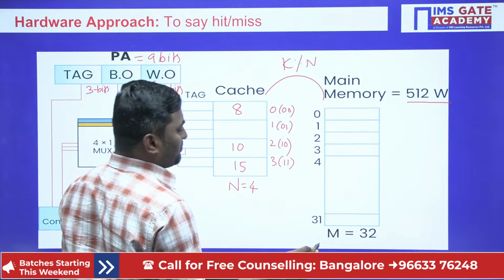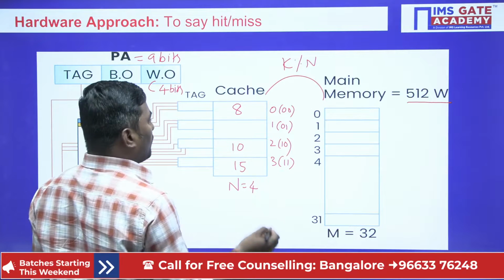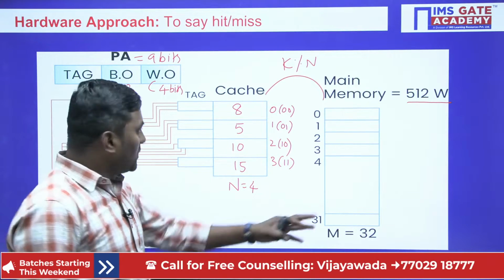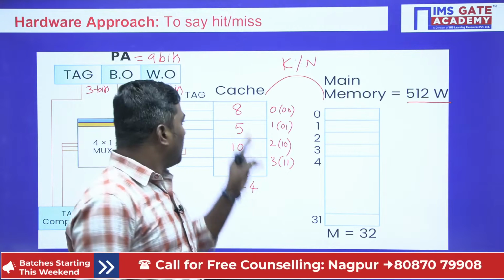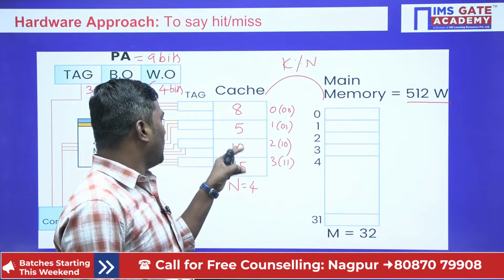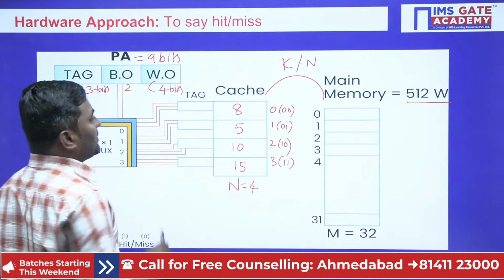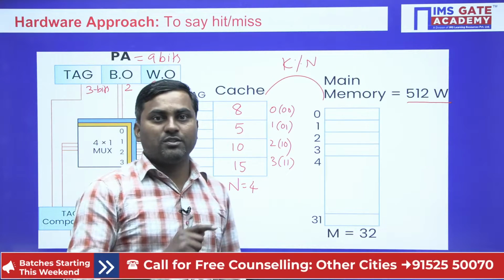Suppose if I take 5. 5 modulo 4 is 1. So these are the blocks presently available: block number 8, block number 5, block number 10, block number 15. Now tag bits need to be updated for that, right? Tag bits need to be updated.